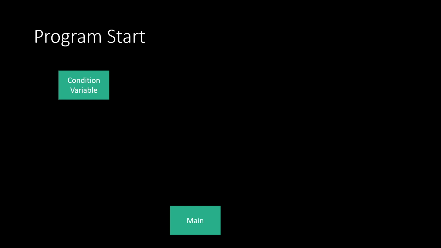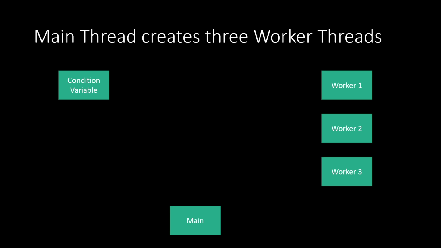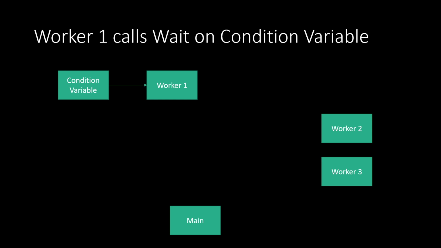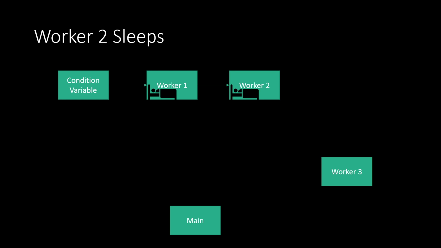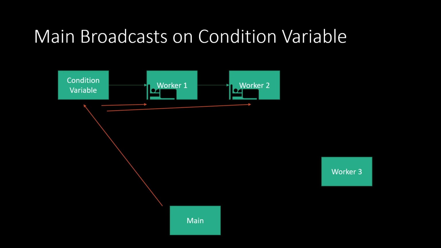As before, we started our program, and main is executing and is the only thread of execution in the virtual address space. Main calls pthread_create in a loop, which creates 3 workers that are all executing the same function. And as before, worker 1 calls wait and then goes to sleep. Worker 2 calls wait and then goes to sleep. And the difference this time is that before worker 3 calls wait and goes to sleep, the main thread actually calls broadcast.